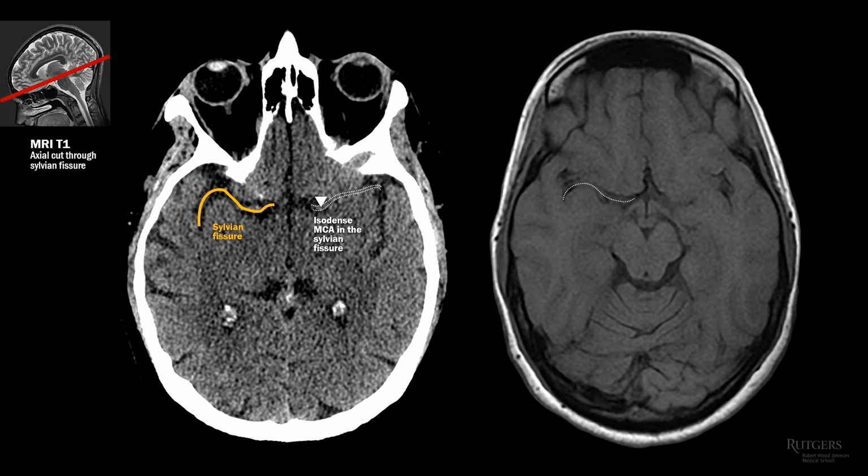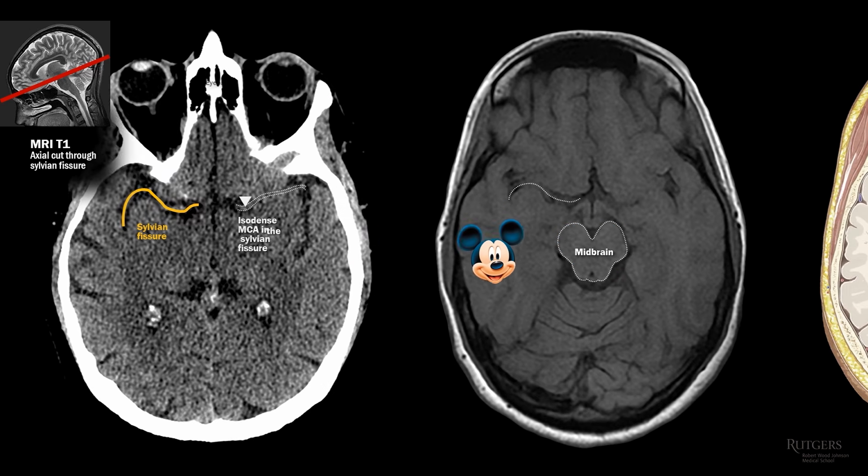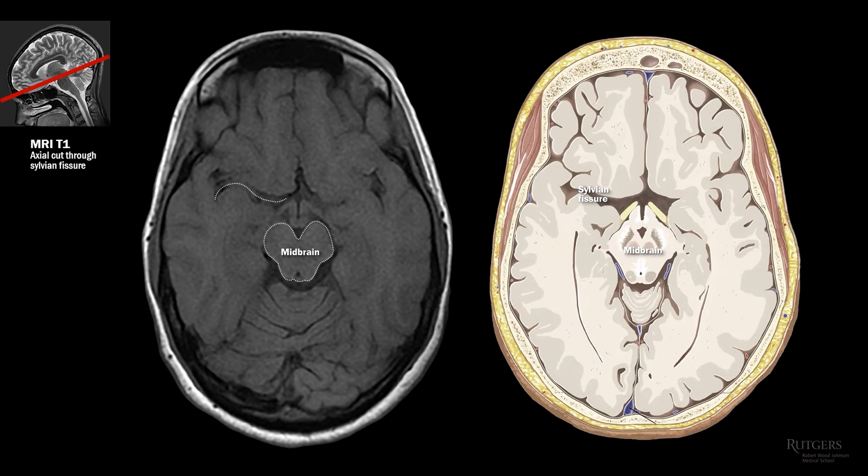Here's the Sylvian fissure on T1. As you can see on the localizing image in the upper left corner, T1 and CT slices are not necessarily at the same angle. So on this T1, you can actually make out the Mickey Mouse looking midbrain. And once again, the Netter illustration.